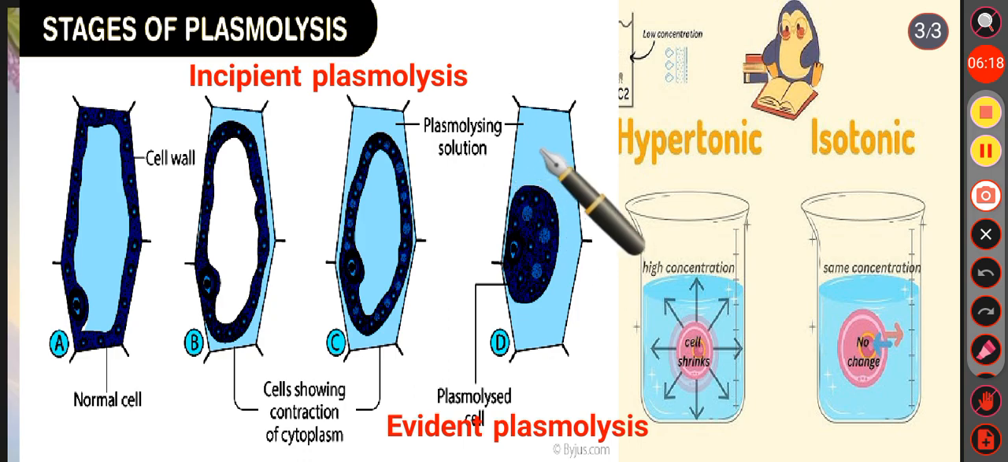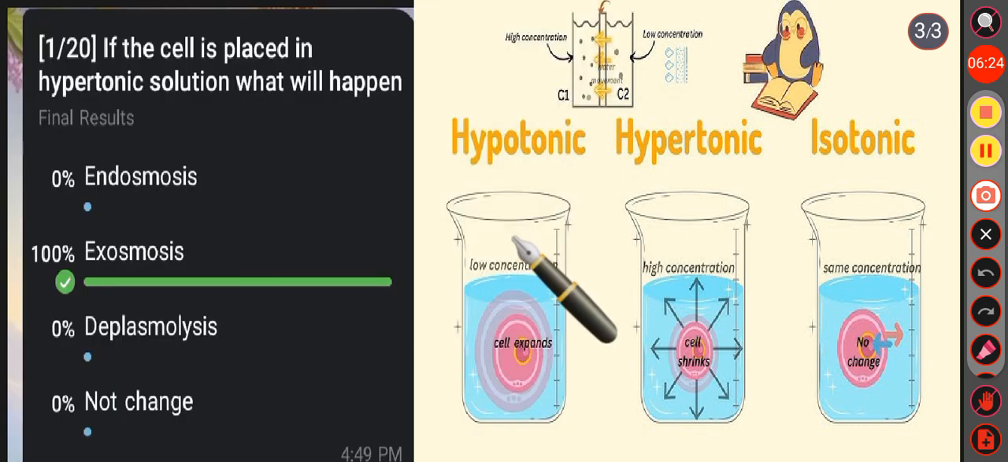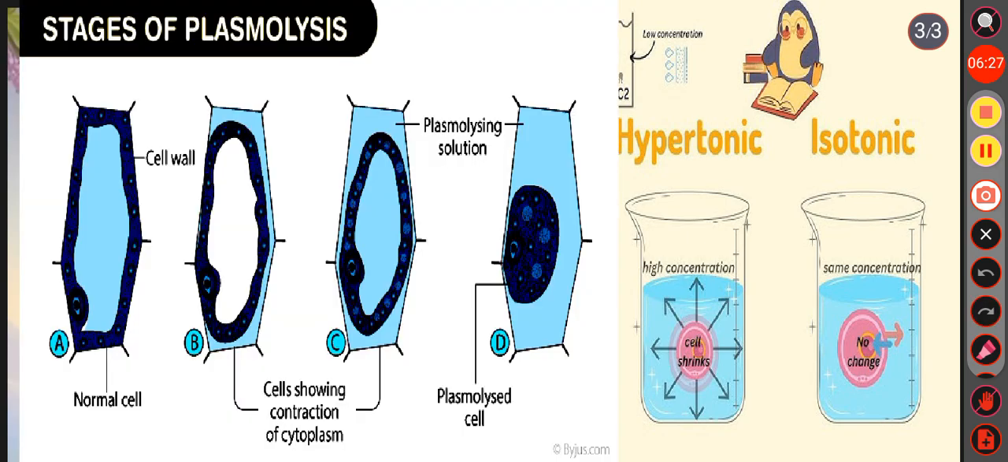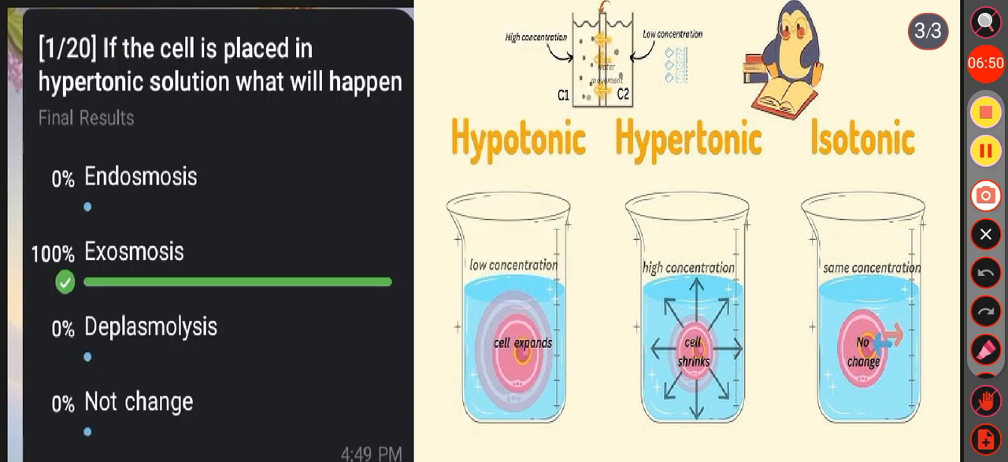When a plasmolysed cell is placed in a hypotonic solution, endoosmosis takes place and the cell returns to its original state, which is known as deplasmolysis. So how did it happen? When you place a plasmolysed cell in a hypotonic solution, the water moves into the cell, by which the cell returns to its original state, known as deplasmolysis. Right? So here the correct answer is exoosmosis. If the cell is placed in a hypertonic solution, exoosmosis occurs.